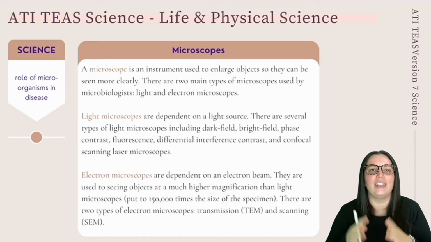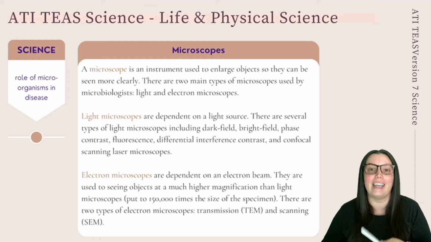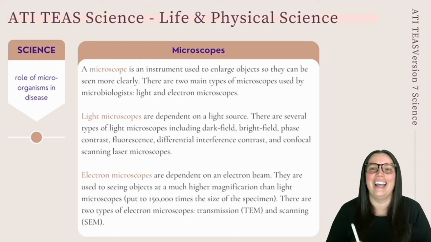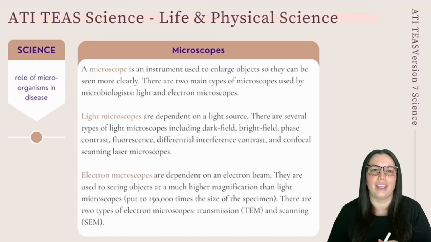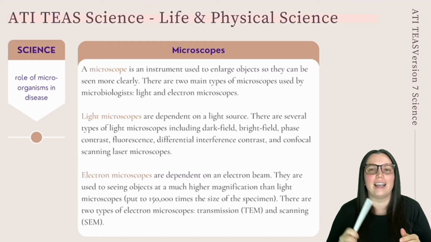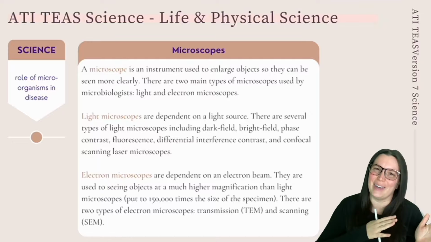And then lastly, we have electron microscopes. They are dependent on an electron beam. Again, it is in the name. They are used with seeing objects that need much higher magnification than light microscopes. They pretty much look at things 150,000 times the size of the specimen. There are two types of electron microscopes. We have transmission, TEM, and scanning, SEM.